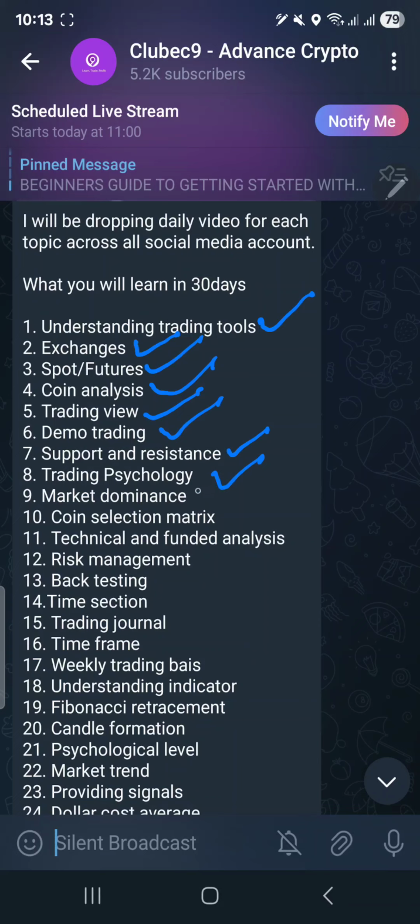Then we have market dominance. Most times, most of us, we usually see that whenever Bitcoin is dumping, other coins are dumping. When Bitcoin is pumping, other coins are pumping. Sometimes, very little time, we usually see differences whereby Bitcoin will be pumping and other coins will not pump. You understand what I mean? So it is due to market dominance of BTC. That's the reason why you're seeing coins that are reacting to BTC.